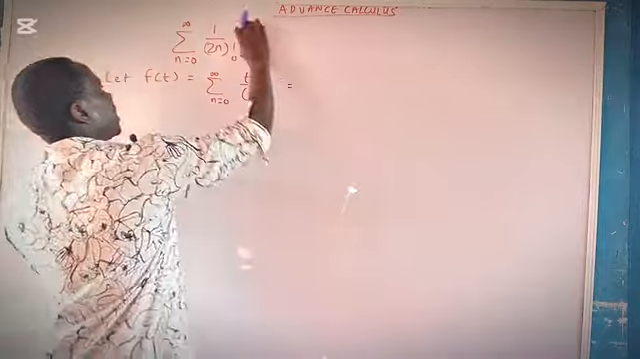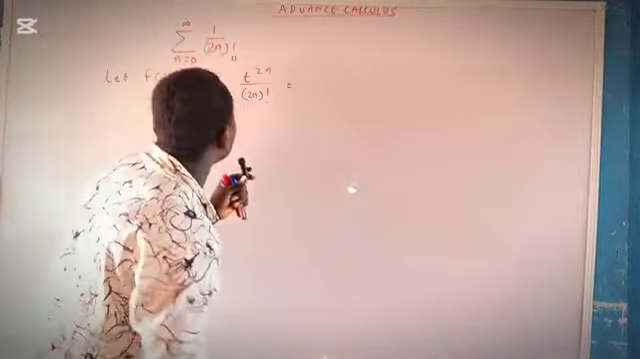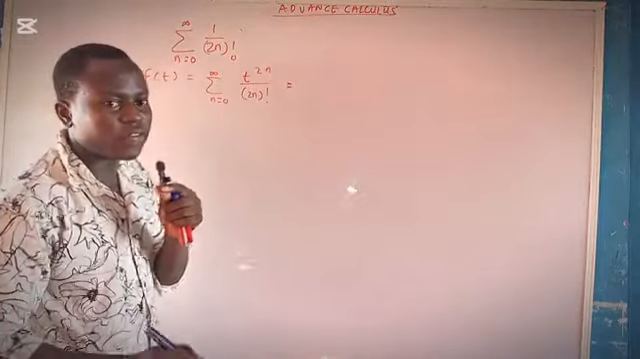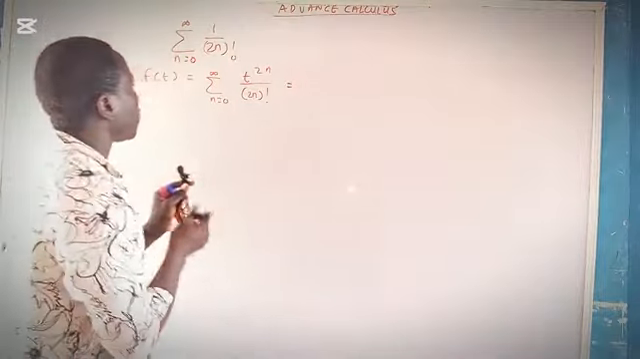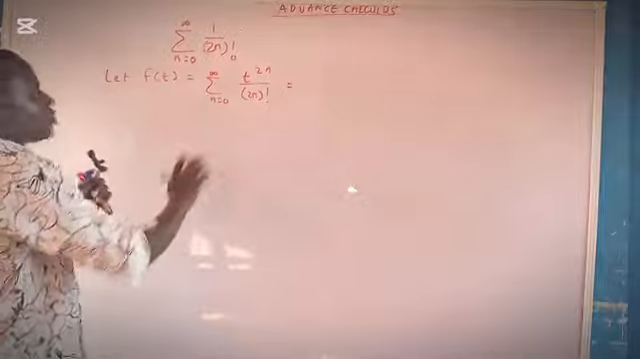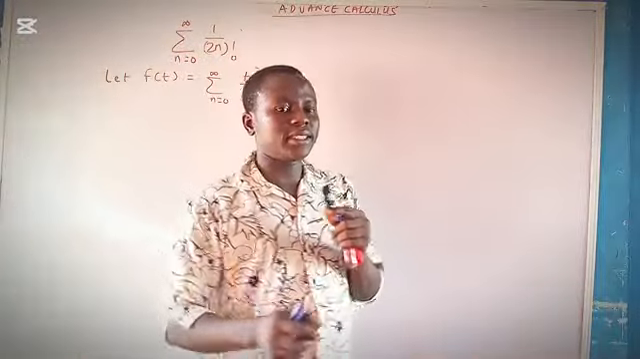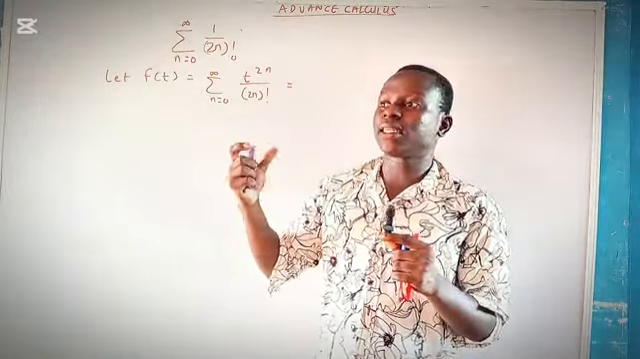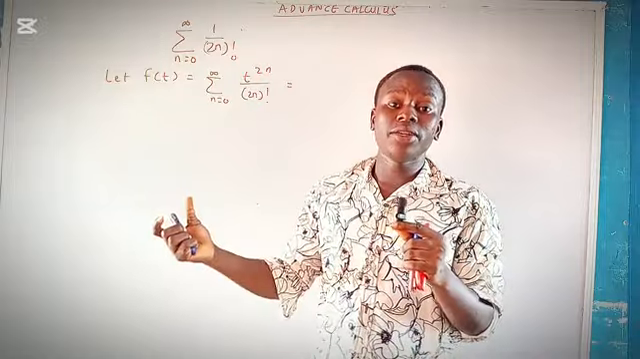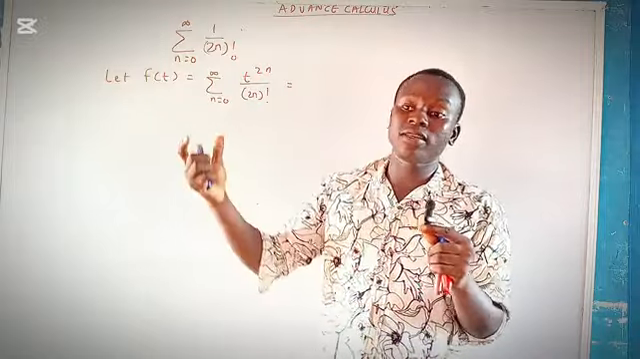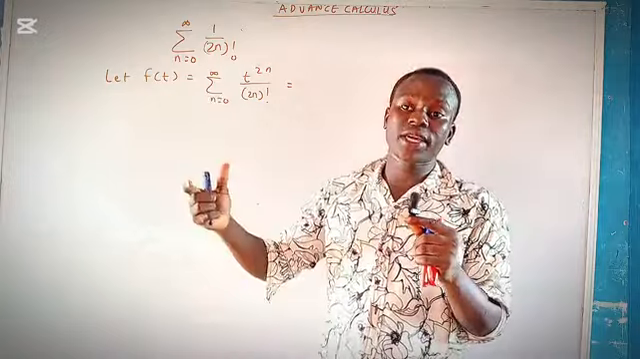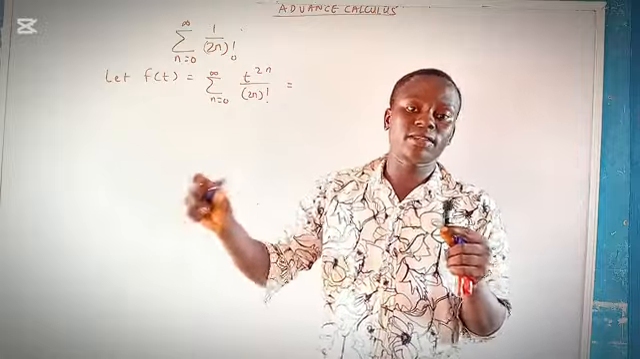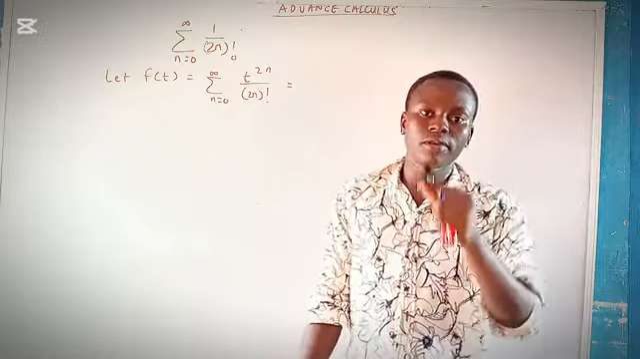So I said let f of t be equal to the sum of n from 0 to infinity of t raised to the power of 2n over 2n factorial. What is the next thing we are going to do? The next thing here is to take the Laplace transform of both sides. I hope the Laplace transform is not a new topic to you guys. I've talked about it in like 5 to 10 videos on my channel, so I'm going to send the link in the description so that you can learn more on it.